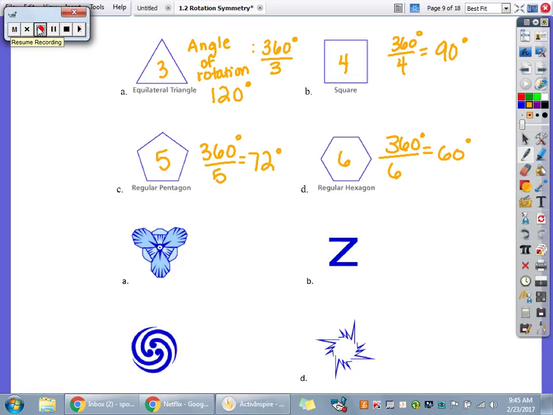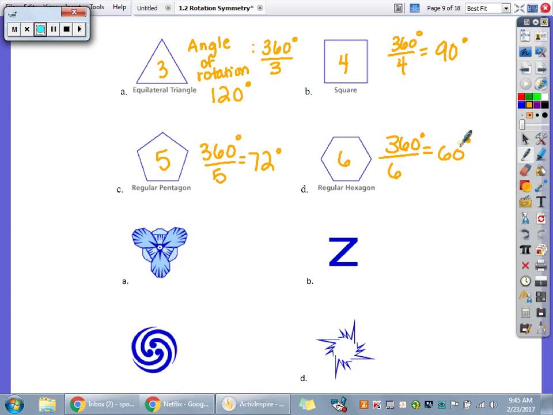Okay, so the order of rotation for the square would be 4, so the angle of rotation is 90. And remember, the angle of rotation is measured in degrees, so each one of these would be your angle of rotation, and remember, this is your order of rotation. It tells you how many times you can rotate it.